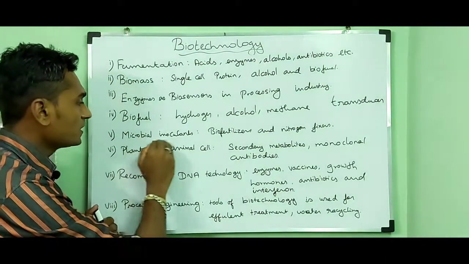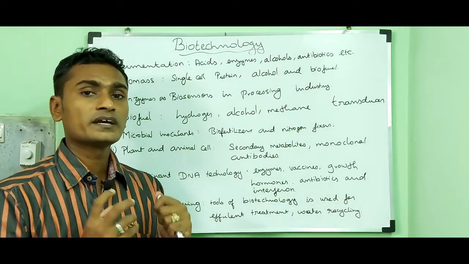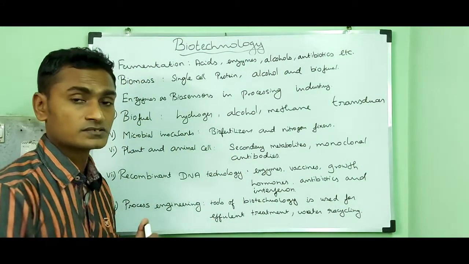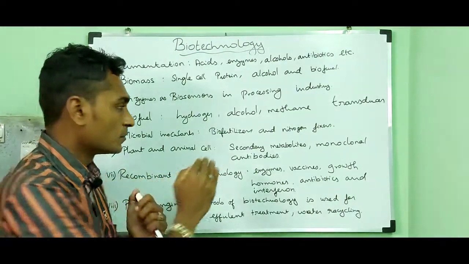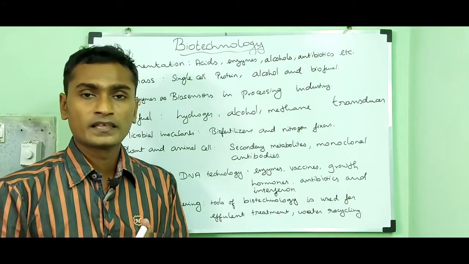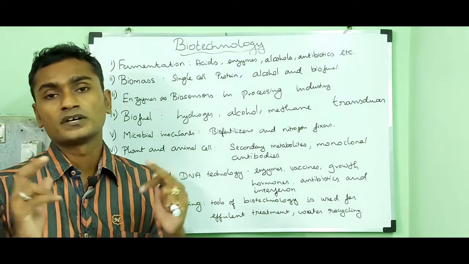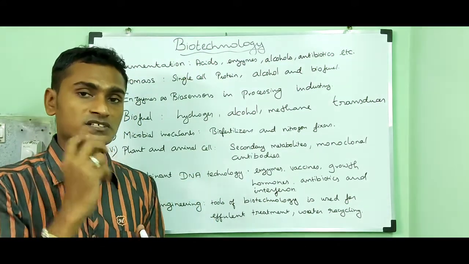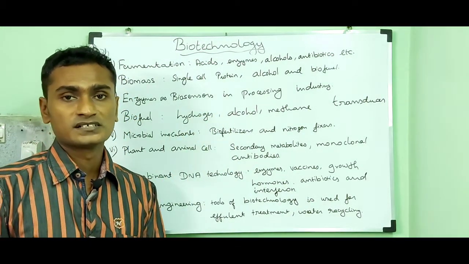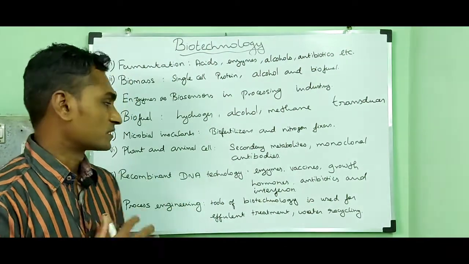Then microbial inoculants. So we can use microorganisms as biofertilizers and nitrogen fixers. For example, Azolla anabaena. Azolla is a pteridophyte, anabaena is a cyanobacteria. So they make a symbiotic association. They can fix the atmospheric nitrogen and they can act as biofertilizers. Otherwise, we can introduce some microorganisms which can act as biofertilizers.